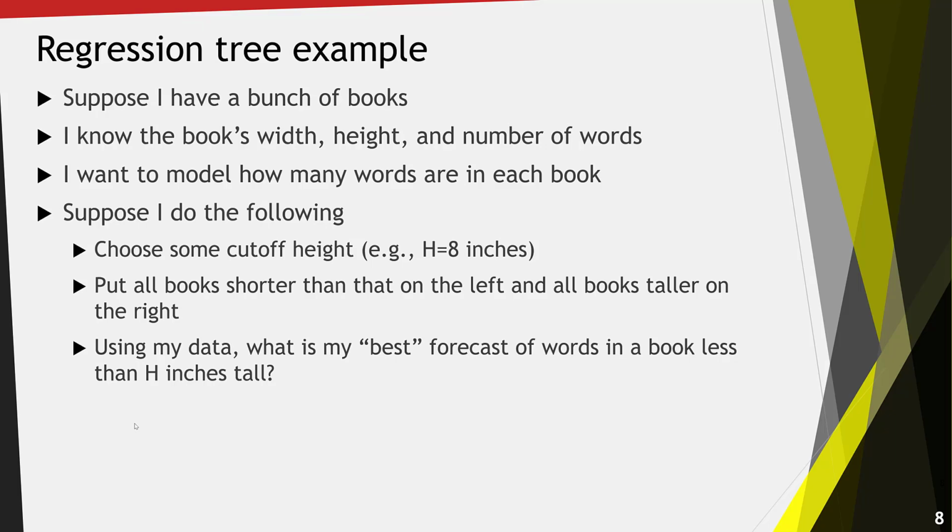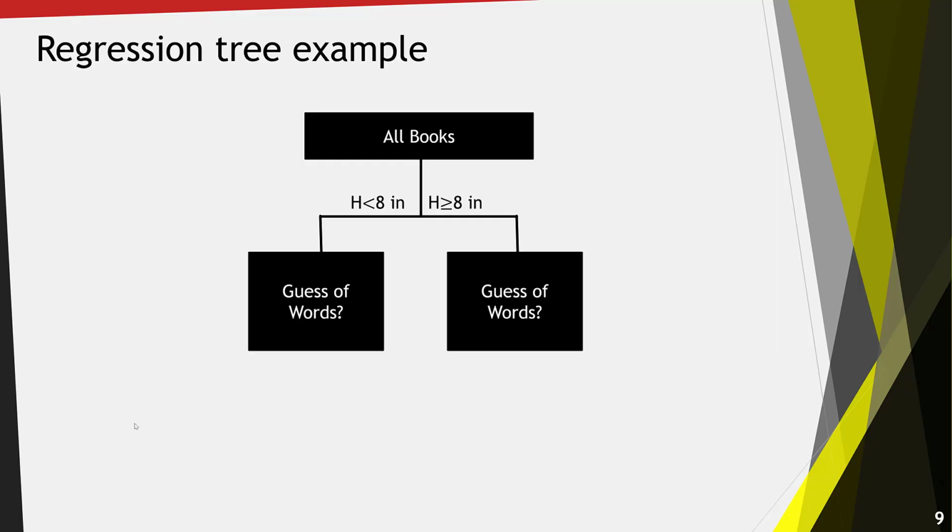With the data that I have, what would my best forecast be for the number of words in a book that is less than 8 inches tall? That best guess is actually just the average of all the books that fall into that bucket of being less than 8 inches tall. And this is exactly how the regression tree works. I start with my set of all books, and then I divide them into two groups, those that are taller than 8 inches and those that are shorter. My best guess of the number of words, or my forecast of the number of words in those books, is just the average number of words in each group. So in my not real example here, books less than 8 inches tall, the average number of words is 10,896, and if I encounter a book that is less than 8 inches tall, that would be my forecast of the number of words.